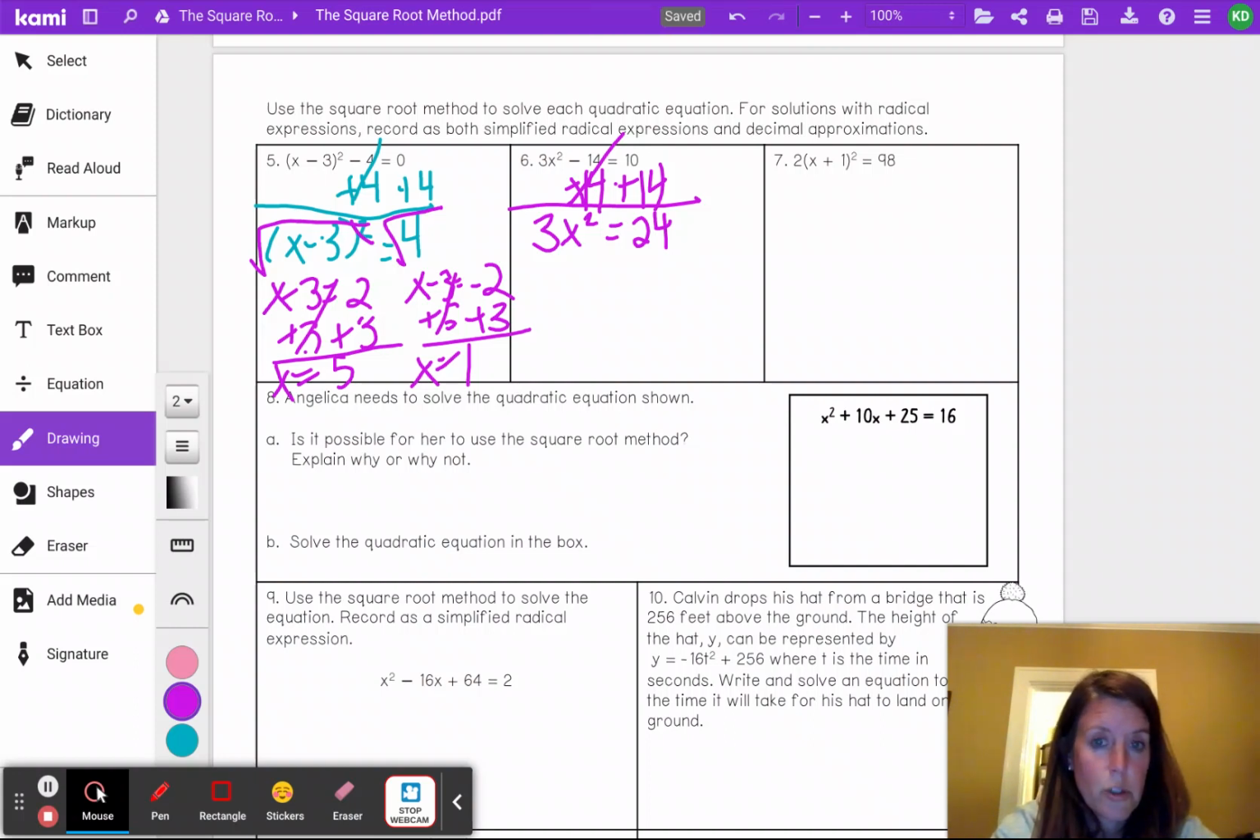Now we're trying to solve for x, so we have to get rid of everything that we can first. So we're going to divide by 3. And now we have x squared equals 8. What do you do next?